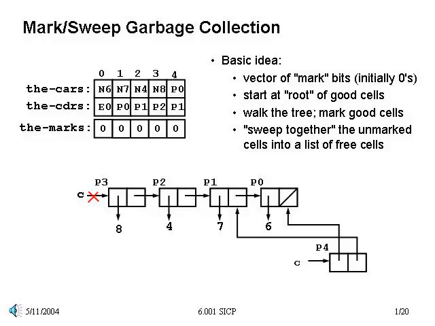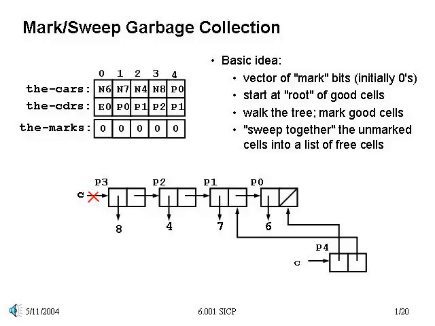Now, given those two vectors, we add in a third single-bit vector called the marks. And the idea is as follows. Those mark bits, which are all initially 0, are going to help us tell which things we want to keep. The idea is to start at the root of the good cells, at some beginning point of the cells we want, and then simply walk down that tree structure, the tree structure pointed to by that pair, following the pointers out of the car and cdr to subsequent pairs, and simply marking all the good cells. Once we've done that, we'll sweep together all the unmarked cells into a list of free cells.